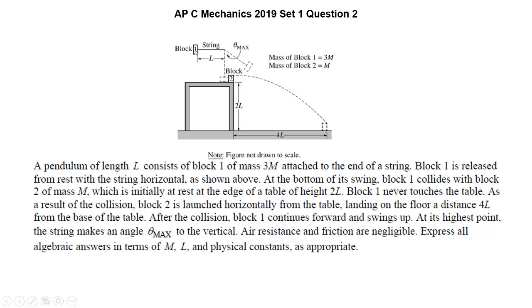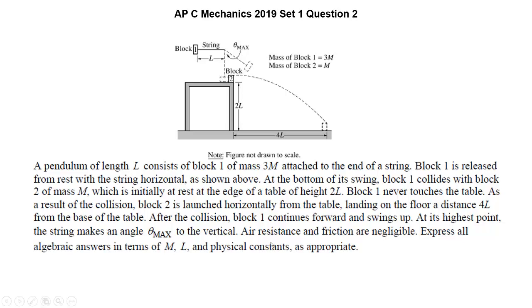The block attached to the string has a mass of 3m, whereas the block sitting on the table has a mass only of m. The length of the string here is L, the height of the table is 2L, and the block lands a distance 4L away from the table. Eventually this thing swings out to an angle we'll call theta max.